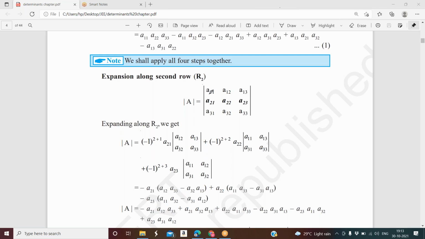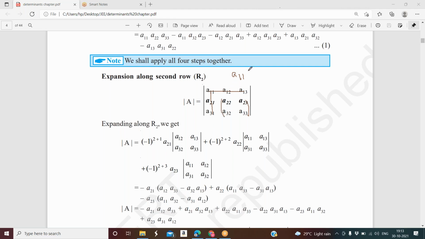See the first element A11. For A11, you cross the row having the element A11 and cross the column having the element A11. So deleting the row having the element A11 as well as the column, what is remaining? A22, A23, A32, A33. We can see a 2 by 2 matrix.